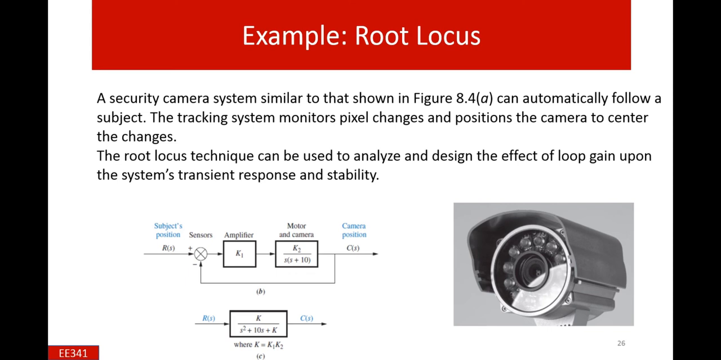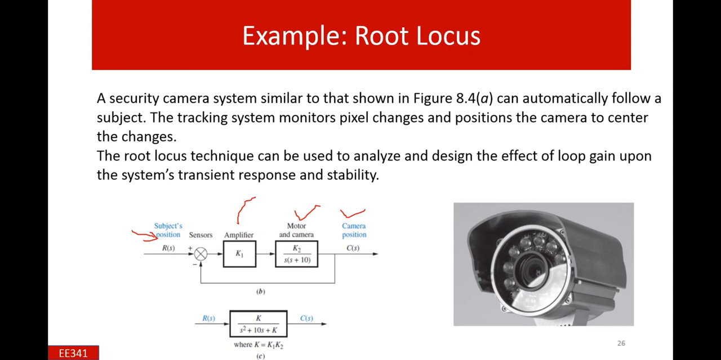And here we have an amplifier, which is K1, and the monitor and the camera whole system, which is something like a motor based system, and its transfer function is equal to K2 by S times S plus 10. So the input is the position of the object and the output is the position of the camera. So the closed loop transfer function is like this one, where K is equal to the product of K1 and K2. Definitely these are constants.